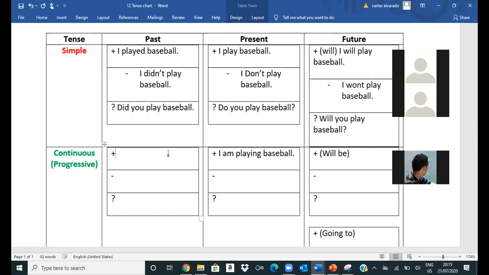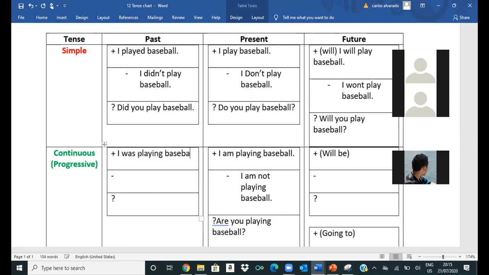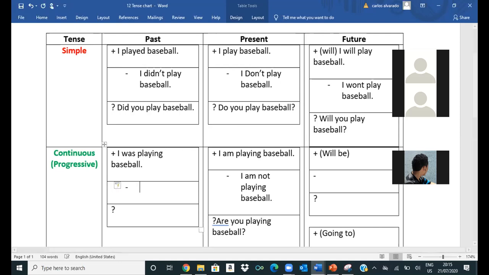Okay, very good. So, ustedes van a hacer lo mismo, simplemente lo van a cambiar. Pueden usar he or she. You can use a different verb. You can use a regular verb or irregular verb. Present continuous, I am playing baseball. Negative, I am not playing baseball. Question, are you playing baseball? Okay? And then past, I changed the verb to be in the past. What is the past? Was. I was playing. I was not playing baseball.